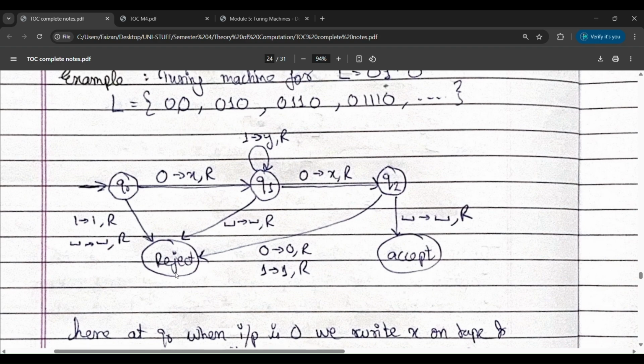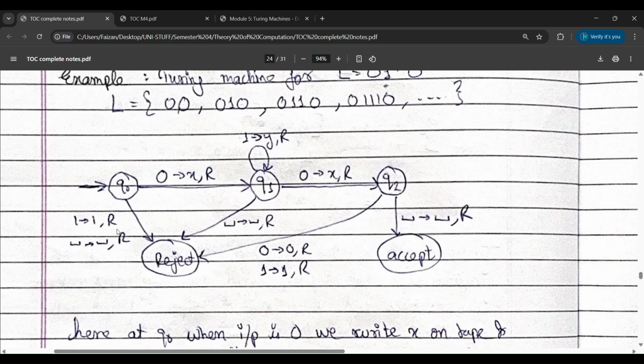Because the possibility is your string starts with 1, or it just ends at a single 0, or after two zeros you get a 1, or three zeros. You can't have three zeros either. You can only have two zeros in this. So at 1, you will replace it with 1 and you'll move right, which is reject. That means the string is unacceptable.